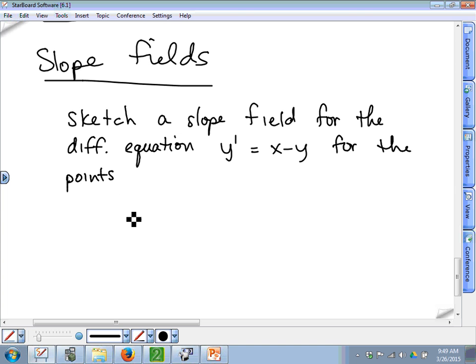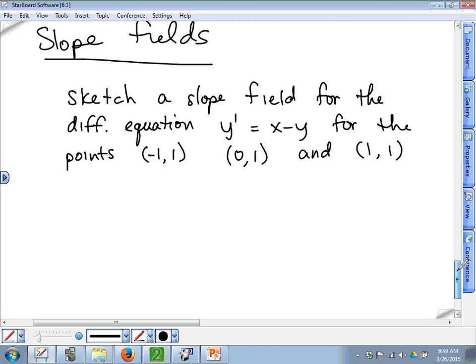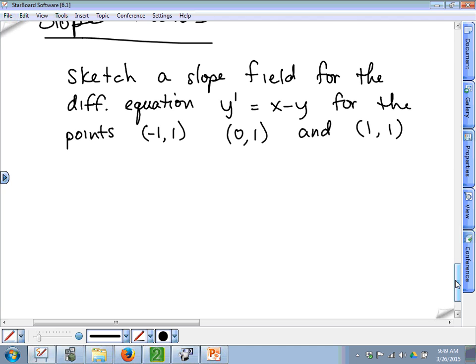For the points negative 1 comma 1, 0 comma 1, and 1 comma 1. So on a very small scale, you'll be drawing this slope field. How small can you really draw a slope field? Well, you've seen the slope fields before in your homework. They've got a bunch of little lines everywhere, right? You've only got to draw 3 little line segments because there's 3 points.